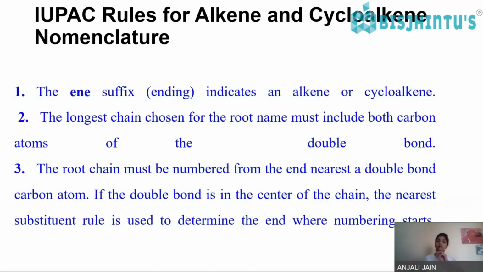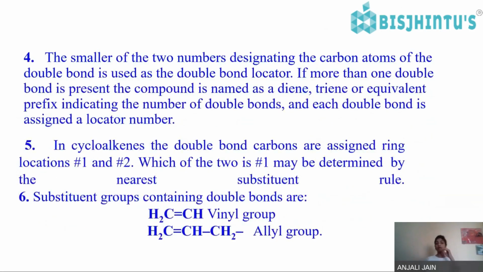And if the double bond is in the center of the chain, the nearest substituent rule is used to determine the end where the numbering starts. The smaller of the two numbers designating the carbon atoms of the double bond is used as the double bond locator. If more than one double bond is present, the compound is named as a diene, triene, or equivalent, with a prefix indicating the number of double bonds, and each double bond is assigned a locator number. So if two carbon atoms are there, both have a double bond locator.